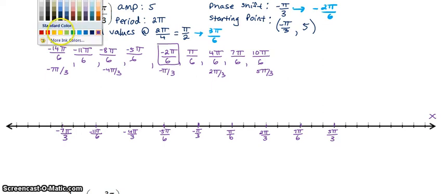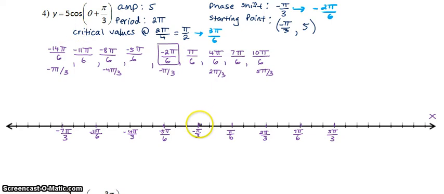Okay, so I'm going to circle the negative pi over 3 because I know that's where my graph starts. And then I want to draw my y-axis. So my y-axis is going to go somewhere between this negative pi over 3 and pi over 6 because it's going to occur at 0. So it's actually going to be right here. And then I'm going to count up by 5 and down by 5 because that's my amplitude.